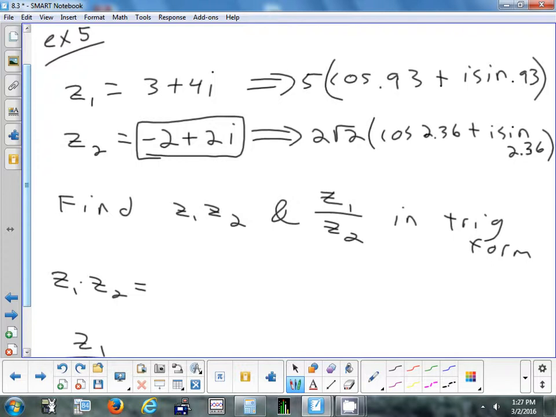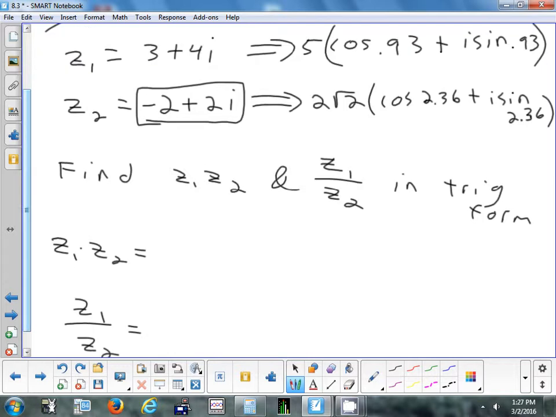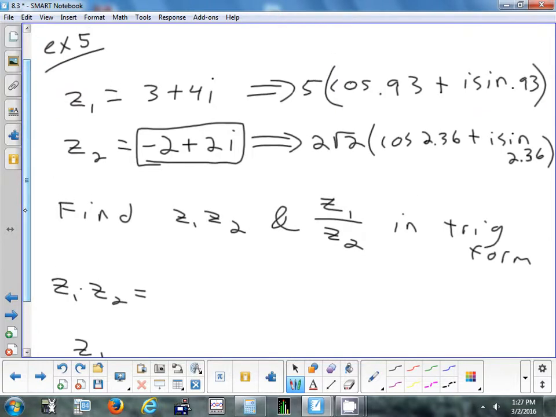Right, so let's start with Z1 times Z2. What do I do with my 2 radii if I want to find Z1 times Z2? Well, when we want to do Z1 divided by Z2, then we're going to divide our radii. Multiply them together. So what's 5 times 2 root 2? 10 root 2. Okay, so there's my radius.